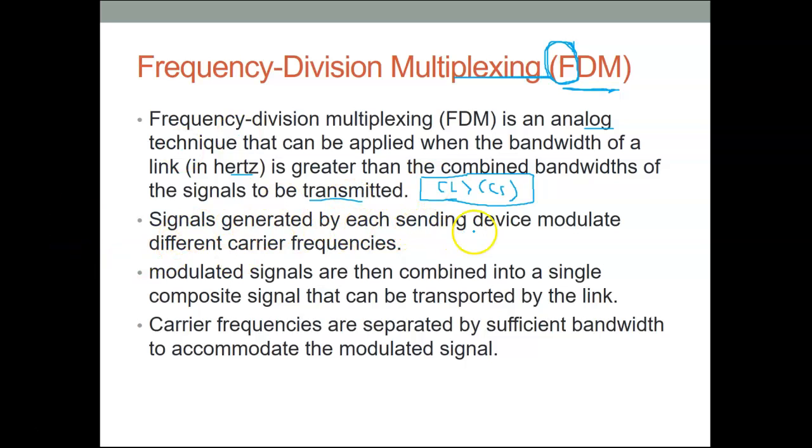Signals generated by each sending device should be different. If I have 3 senders, A, B, C, at the end I need to differentiate whom this signal is coming from. So that's why I have a different carrier frequency. Why do I have a different carrier frequency? To know which user this signal is related to. At the end, after modulation, the signals will be combined into one big signal, and it's sent through the link.